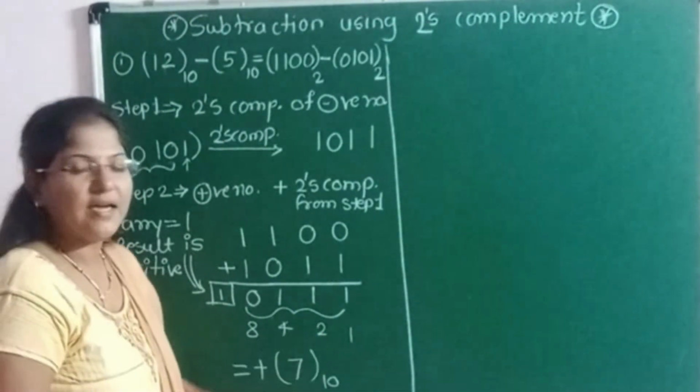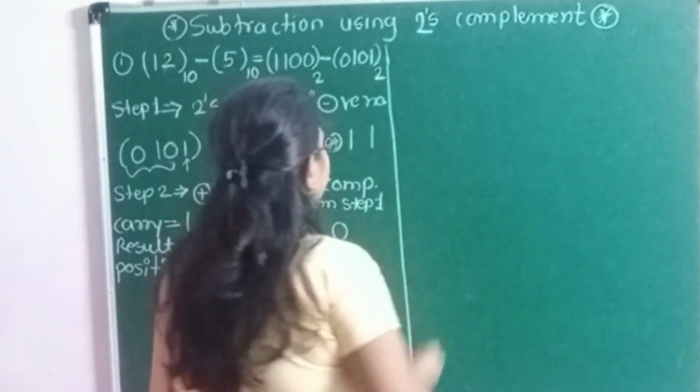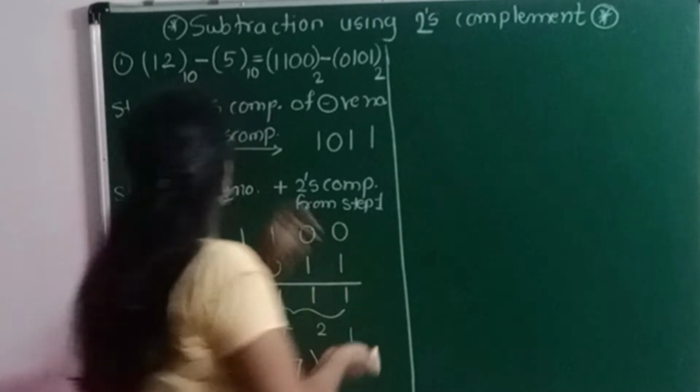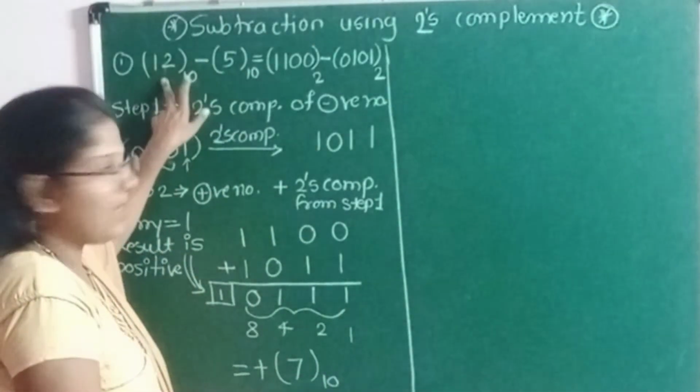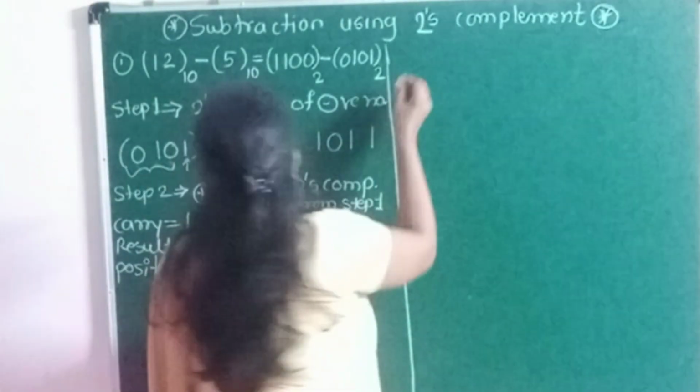Now let me take the second example where we will get the result of subtraction as a negative number. I will take both the numbers as the same. Here 12 minus 5 was there. I will now consider 5 minus 12.